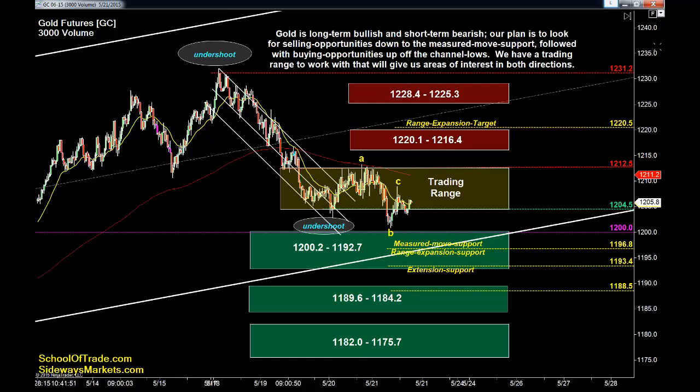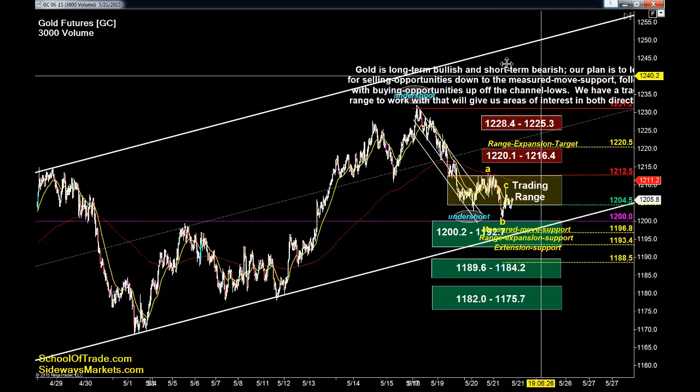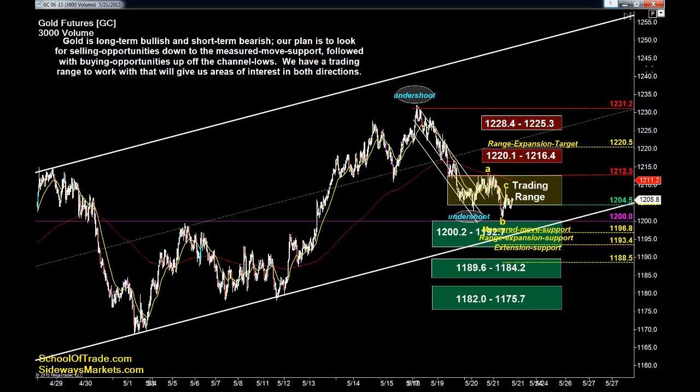Let's start out here with gold. The GC, gold is long-term bullish and short-term bearish this evening. Our plan is to look for selling opportunities down to the measured move support, followed by buying opportunities up off those channel lows. We have a trading range to work with, and that's going to give us our biggest clues here right now on where we're going to be getting in, getting out, looking for targets, so on and so forth. Now, I really got to zoom out on this chart a little bit to show you the bigger picture on this, because this will give you a better look here at what we're dealing with.